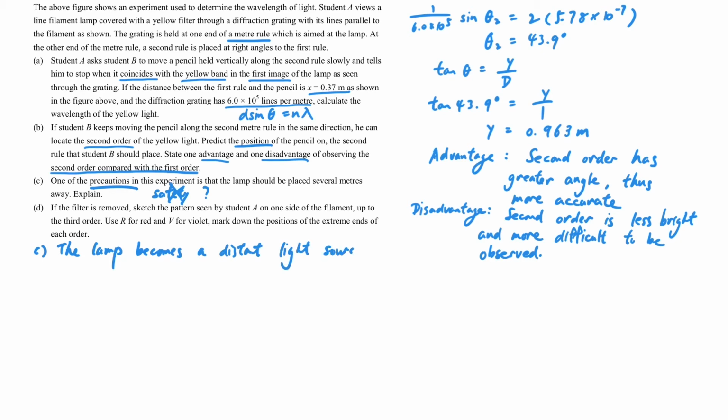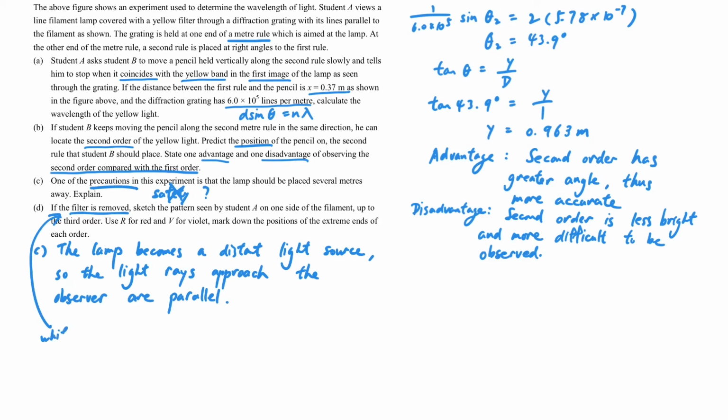So the precaution is the lamp, to put it further away, because it can become a distant light source, so that the light ray approach to the observer will look parallel. It will be more parallel, because the light itself is not a parallel light source, but if we go further, then it will be like this.